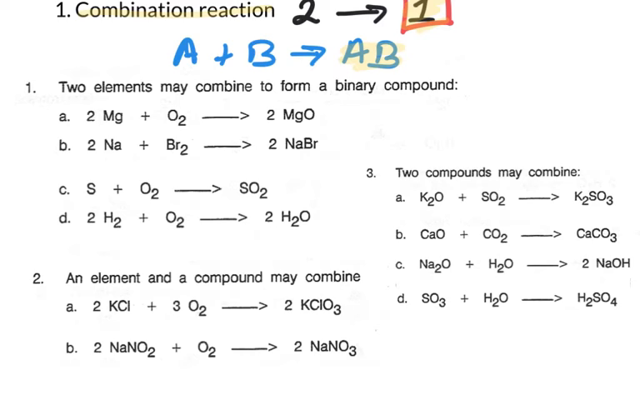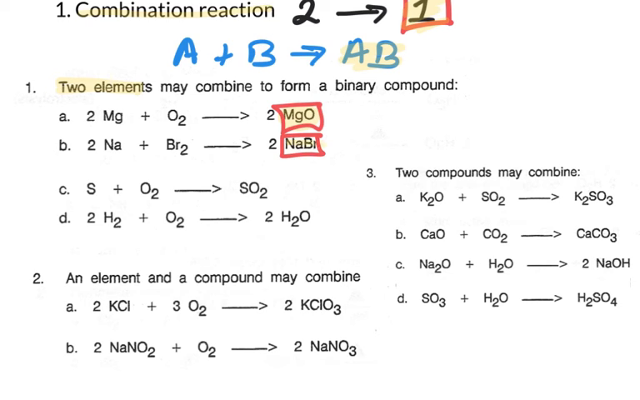And so we can see there are 3 different ways that we can get to A and B making AB. And the first one is to combine 2 elements. So we have 2 elements in the first one here. We have A. It has 2 magnesiums plus oxygen makes 2 magnesium oxide. The key being that it makes one product. Even though there's a number in front that's 2, they're all the same product, which is MgO, magnesium oxide.